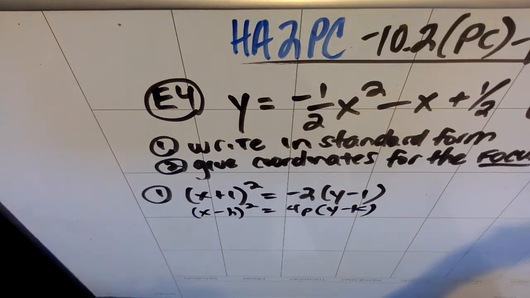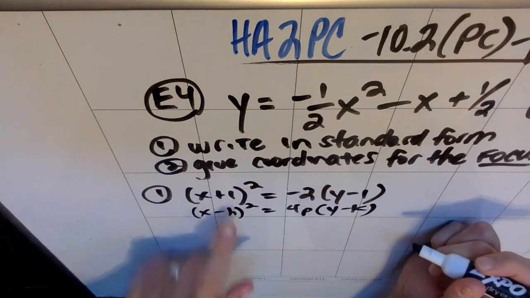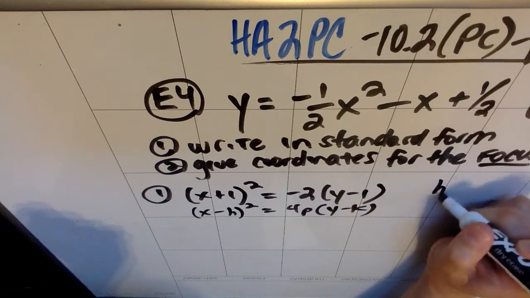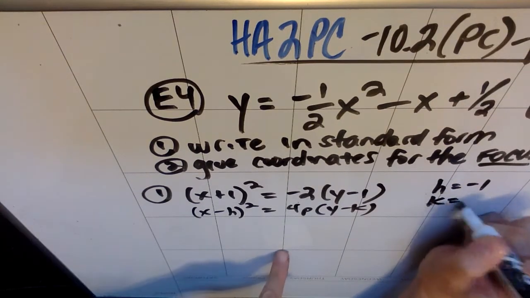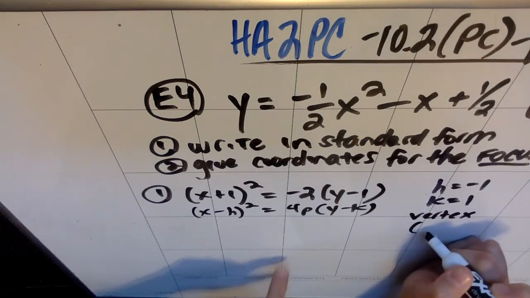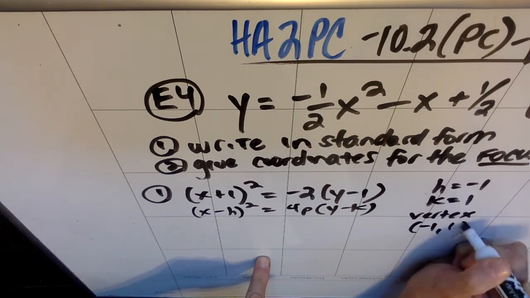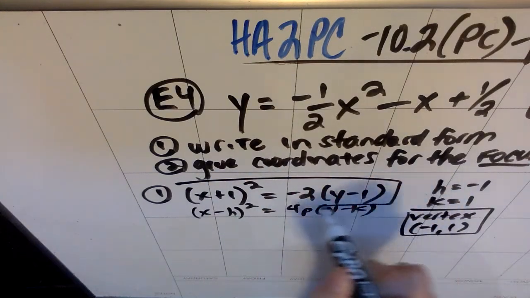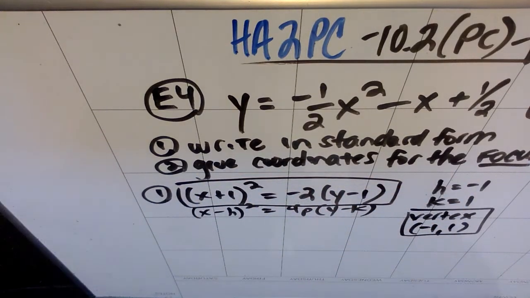So if I were to make a list of the stuff I know, h must be a negative 1 because it's supposed to be x minus h and I have a positive 1. So I know h is a negative 1, I know k is a positive 1, so that means that my vertex is at negative 1 comma 1, right? That's the first piece of information I have. So this is the answer you need for the first part of the question, but you're going to have to put some other pieces together for the rest.